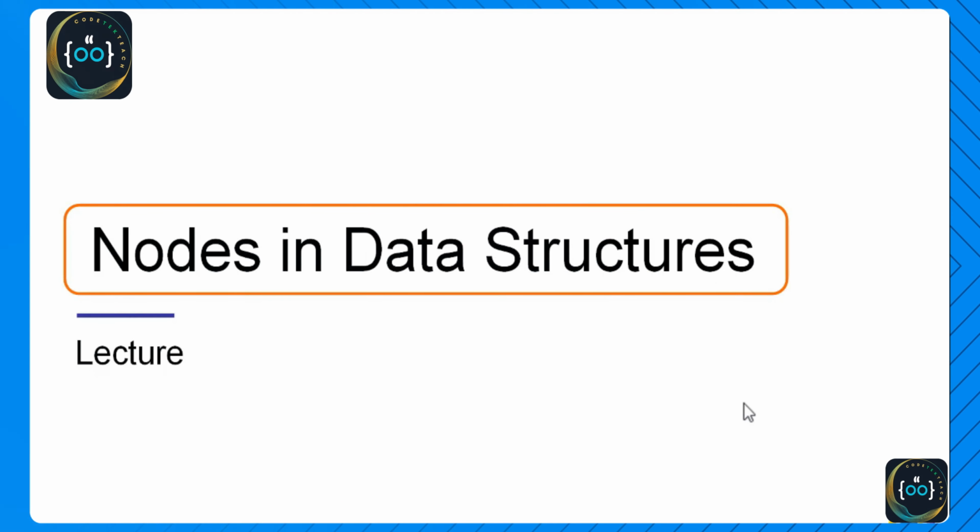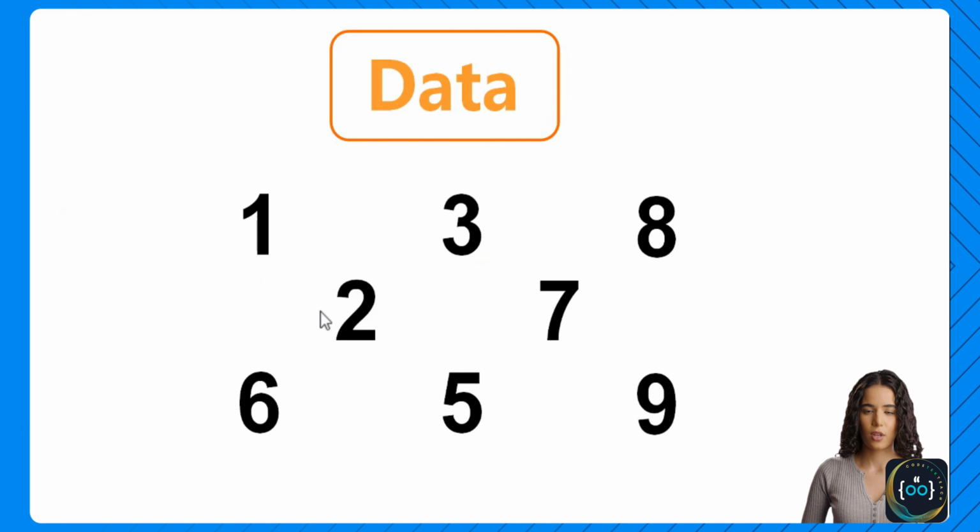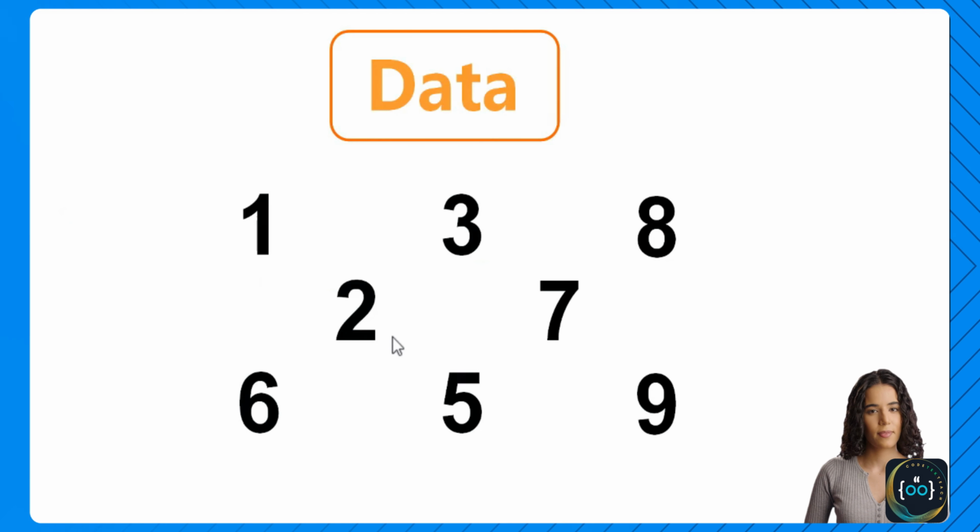Welcome back. Let's start by talking a little bit about nodes and their role in data structures. Why are they so important? We will also implement a node class in Python. First, let's start with what they are. If we have certain values or data that we want to store in a data structure, in this case we have integers, and we want to make a data structure. How can we do that?